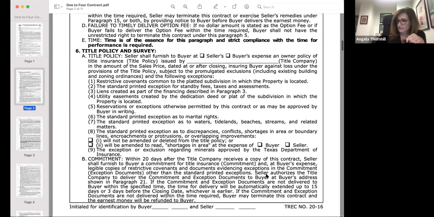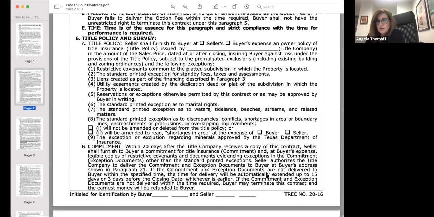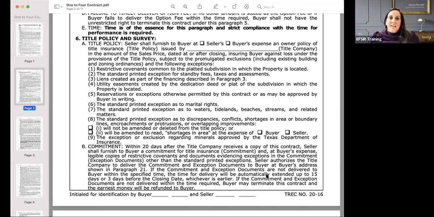Okay, title policy, paragraph 6. Seller shall furnish. Just real quick, I'm going to point out, because it's in bold there, guys, in legal language, that's called bold and conspicuous language, which means that they really want you to pay attention to it. It basically says time is of the essence for this paragraph.